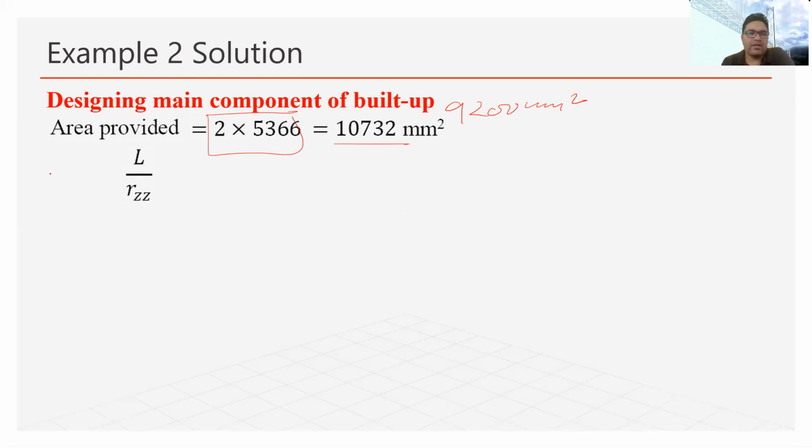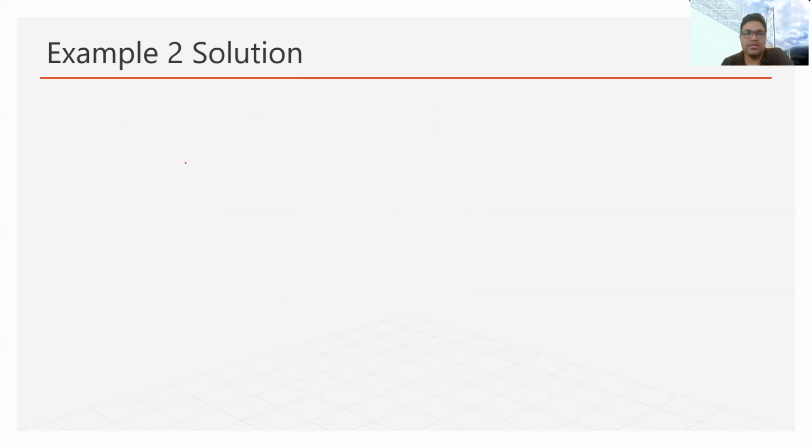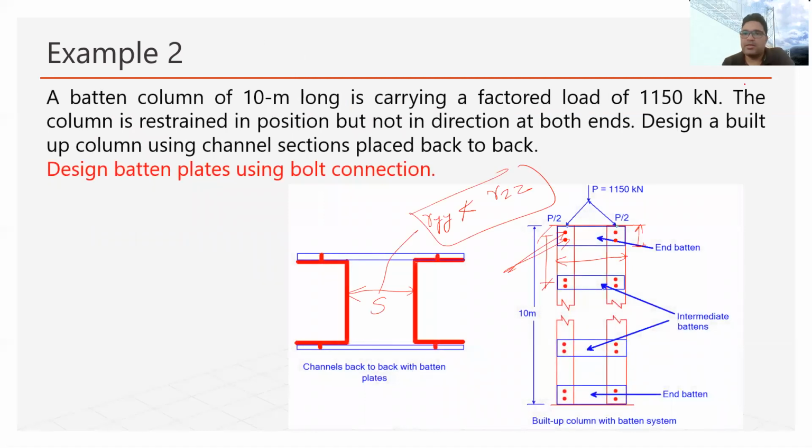Now we will find out the lambda value, which is L by RZZ. This L is actually the KL, but here in this case K will be 1. Why? Because of the end condition mentioned in the question. There I'm again showing you. It says the column is restrained in the position but not in direction at both ends. It is purely the condition of hinged connection, which means the column is hinged.